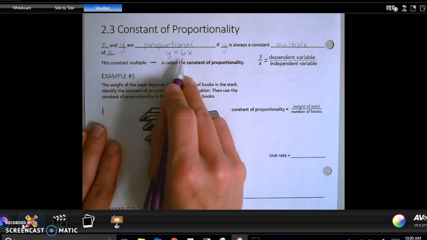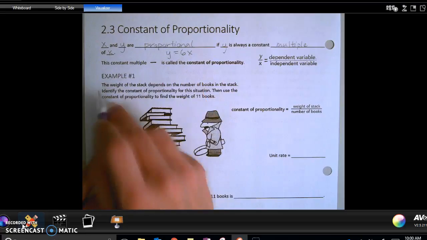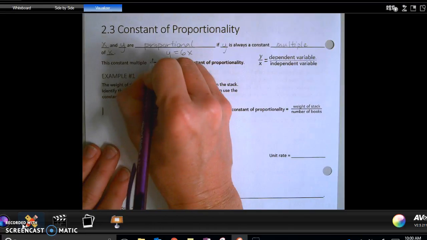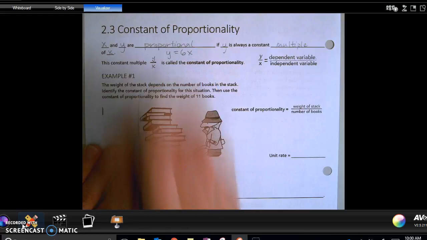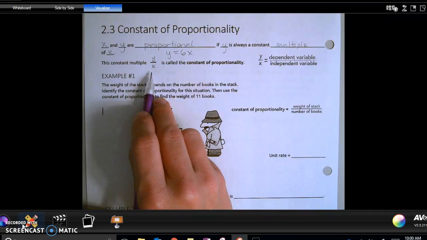And we're going to look at how to find this constant of proportionality, this ratio. So this constant multiple we have already been learning about. We just haven't given it this name yet. So the constant multiple is y over x. This is your constant of proportionality.